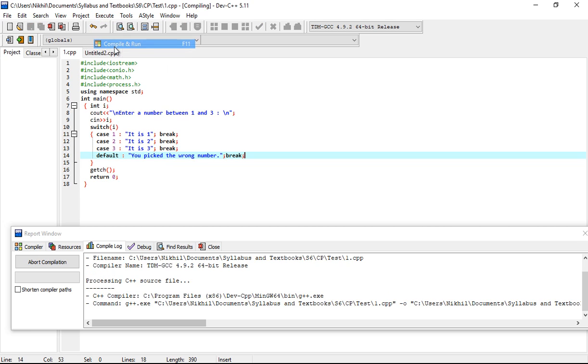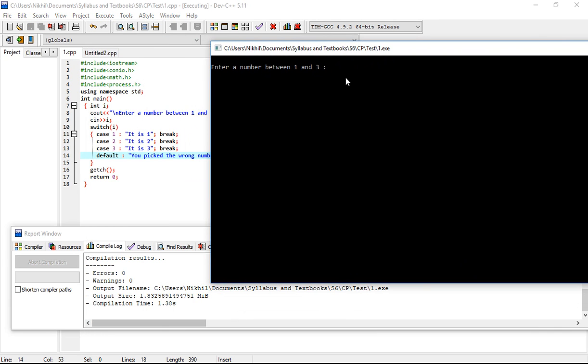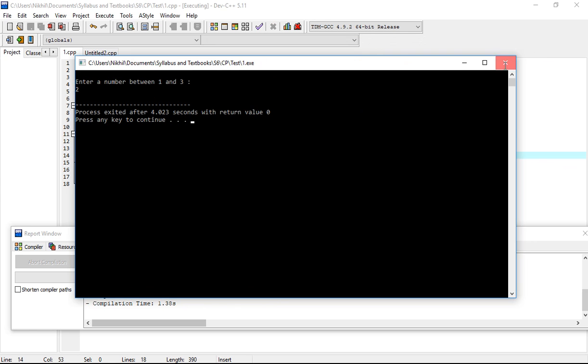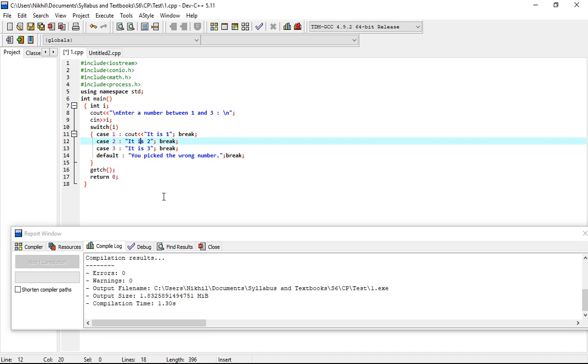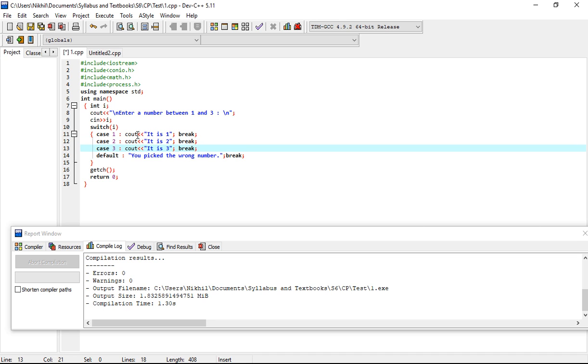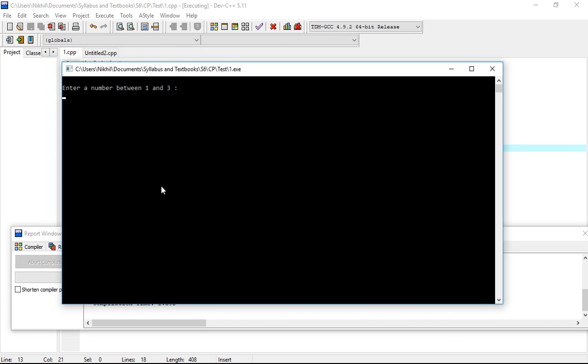And now if I'm executing this program, enter a number between 1 and 3, I'm writing 2. Okay, something went wrong there. Yeah, I forgot to put the cout statement over here. A very dumb mistake. Okay, cout. Alright, now I'm executing the whole program, and 2, and it writes "it is 2".